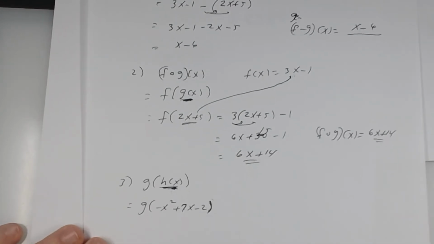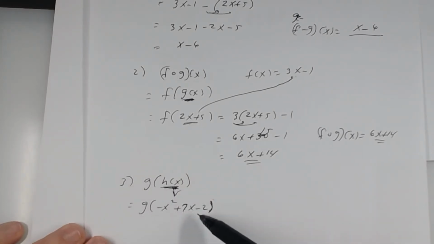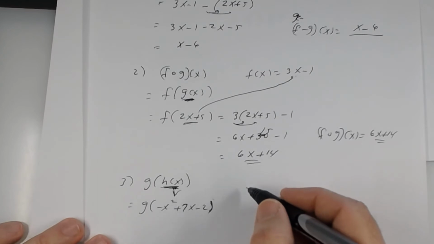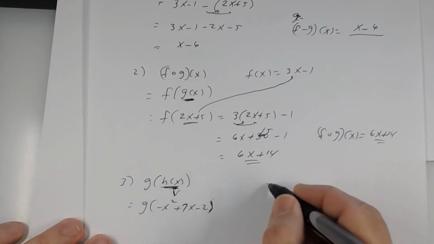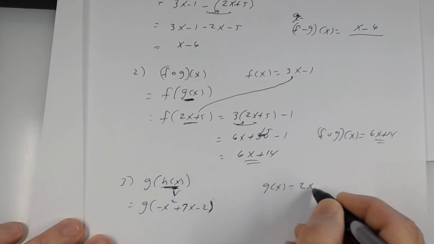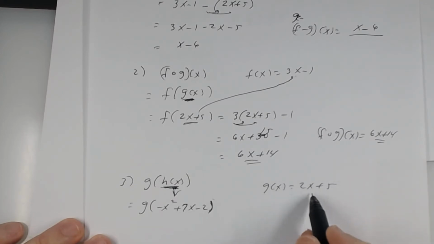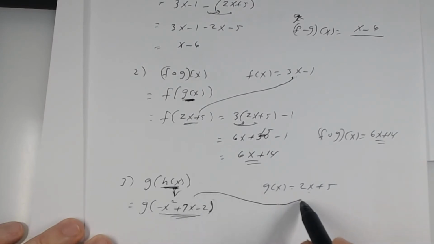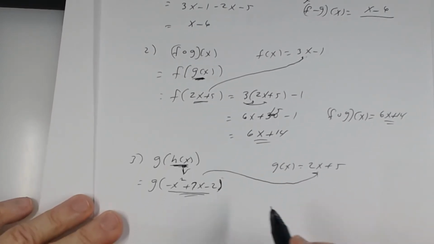Okay? Let's see what I did. So H of x is this, right? And then the rest is on today's test. So how would you do this on today's test? How would you find g of this expression? So you go to your function g, and g is this right here. This is g. So where we see the variable x, what do you substitute? Negative x squared plus 7x minus 2.